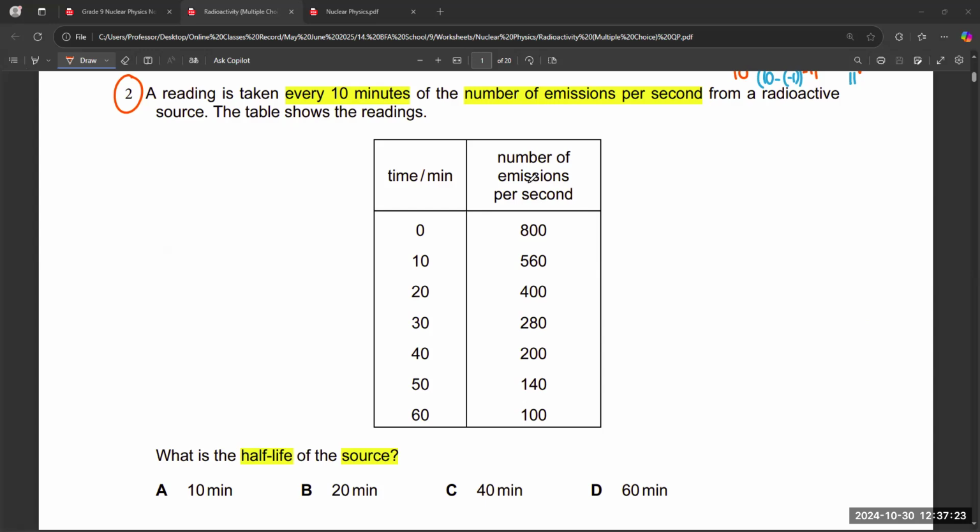What is the initial value given in the question? 800. 800 is the initial value. And to find out the half-life, what do you need to do with this initial value?